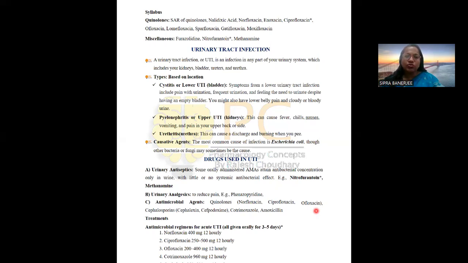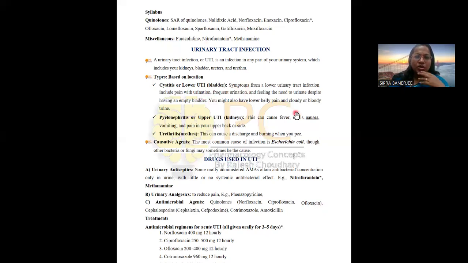It is caused by different infections from public toilets, an unhygienic lifestyle, different foods, and waterborne diseases and water pathogens like this. This infection is generally caused by E. coli, and different fungi and bacteria also cause this disease. Based on location, there are three types of UTI depending upon the body's different parts, like cystitis or lower UTI, which occurs in the bladder.